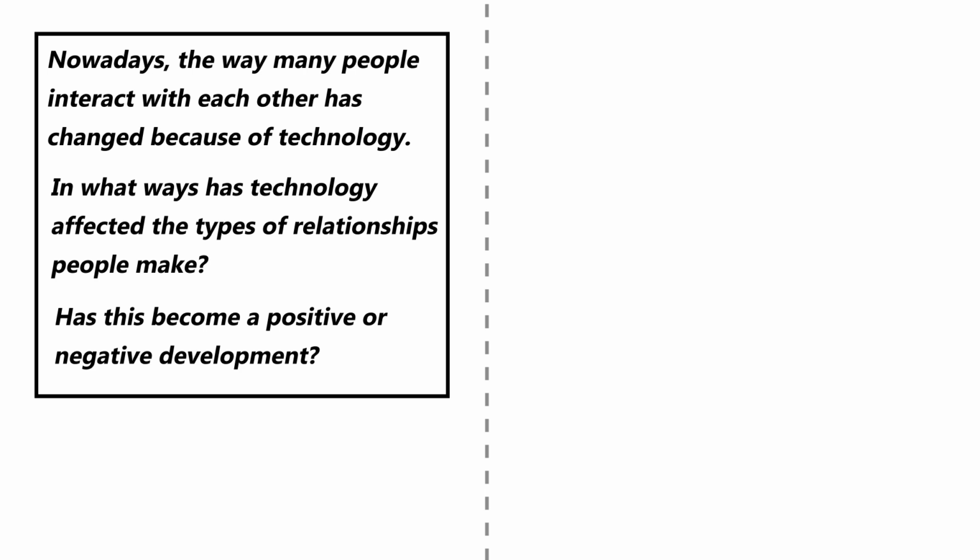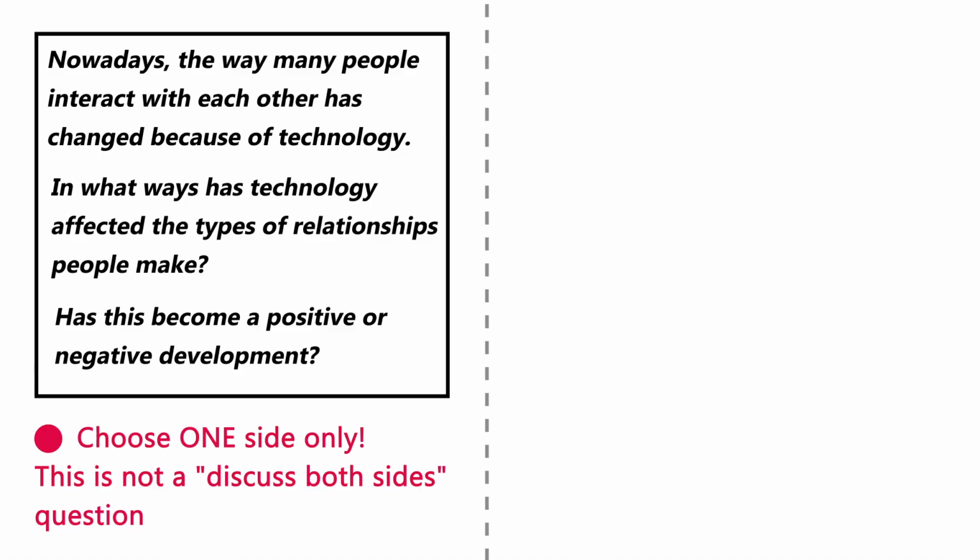It is, let's say, a two parts question type. So what is it? Let's read the question first. Nowadays, the way many people interact with each other has changed because of technology. In what ways has technology affected the types of relationships people make? Has this become a positive or negative development? This is two parts question type. One part is, in what ways has technology affected the types of relationships, in which we talk about this in the first body paragraph. And the second part is, we should talk about this trend, if it's positive or negative development. And for here, we should choose only one side.